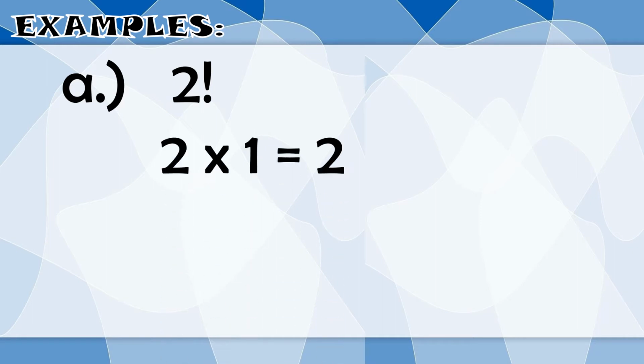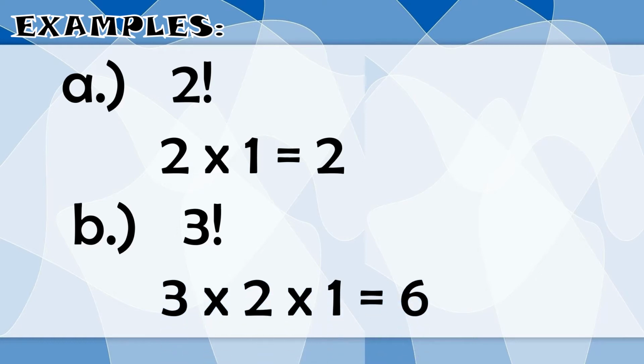We have here examples. Letter A, 2 factorial. So we need to start at 2, then multiply by 1. So the answer is 2. Example B, 3 factorial. So it will start at 3 times 2 times 1. The answer is 6. So that is so easy.